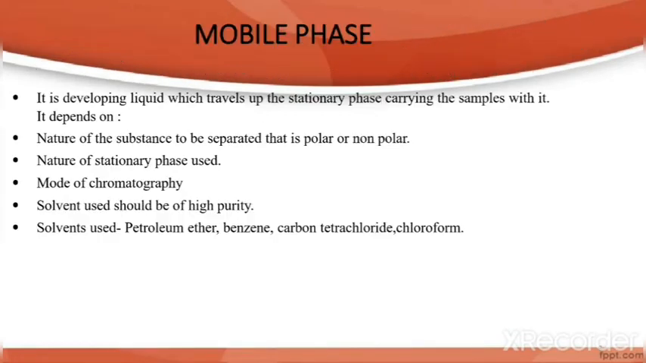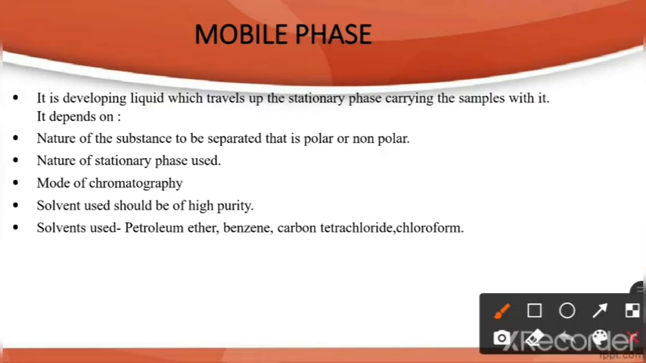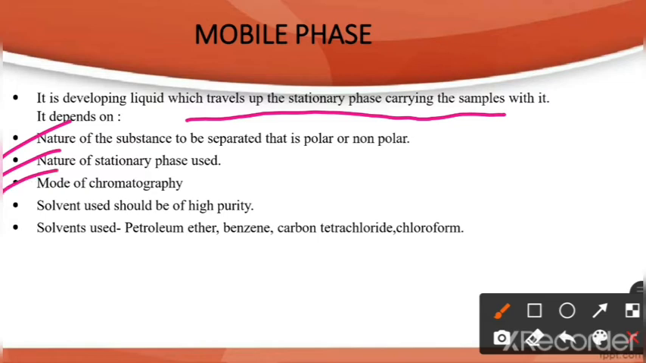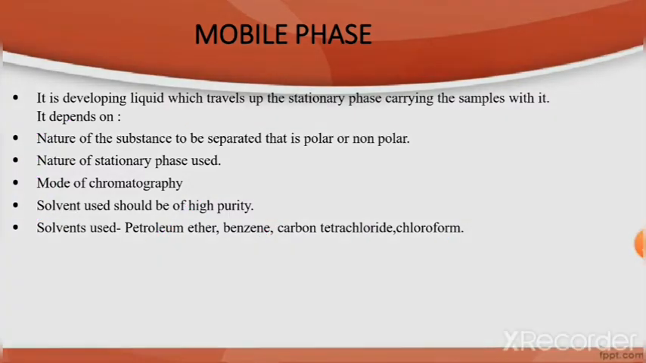Now what is the mobile phase? The mobile phase is a developing liquid phase which travels up the stationary phase carrying the samples with it. It totally depends on the nature of the substance to be separated, that is polar or non-polar, the nature of the stationary phase which is used, and the mode of chromatography. Solvents used should be of high purity. Solvents mostly used are petroleum ether, benzene, carbon tetrachloride and chloroform.